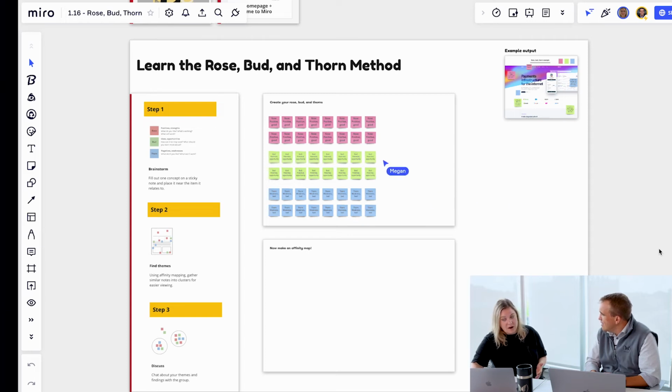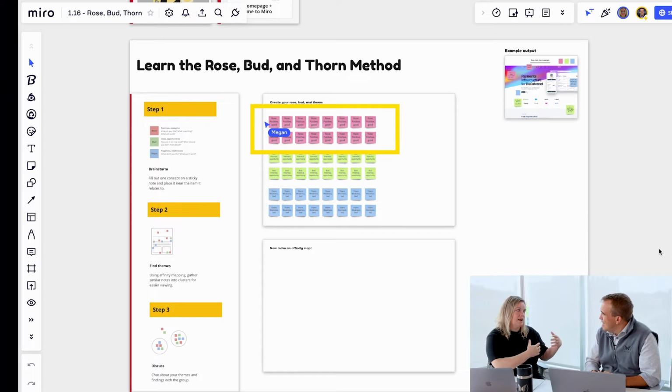Absolutely. So Rose Bud Thorn is a great structured responding or structured thinking method that allows us to collect feedback in 3 distinct buckets. The first bucket are our roses. Those are things that we see or that have happened or that we can acknowledge are good.